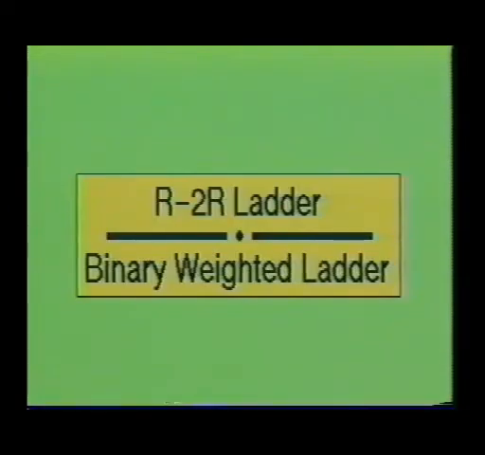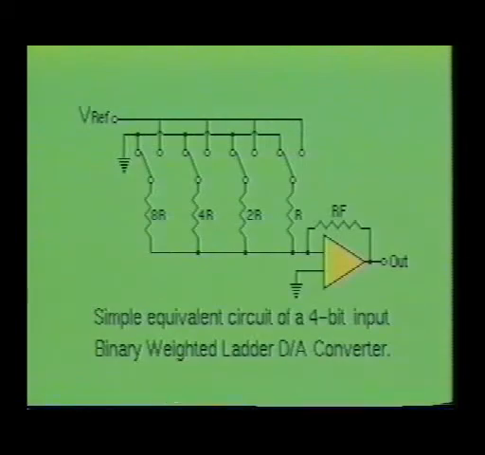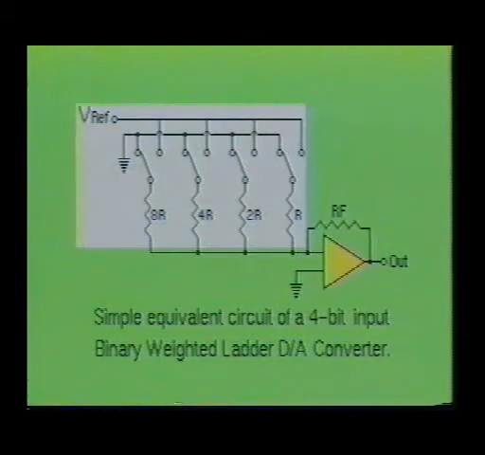The binary weighted ladder and the R2R ladder configurations are the two most common types of digital to analog devices now available. Both are based on current output resistor ladders. Here you see the basic binary weighted ladder DA converter circuit. Notice that it uses a simple operational amplifier with resistor feedback. It also contains a group of resistors and switching devices which can place the resistors at ground potential or at the reference voltage level.